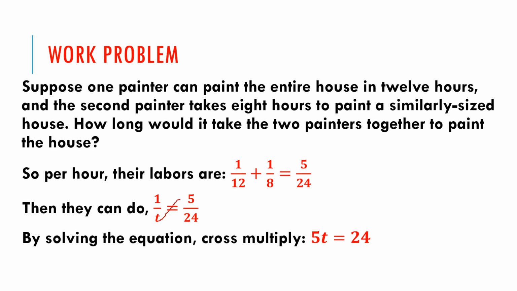We cross-multiply, so t times 5, we have 5t. Then 1 times 24, we have 24. And then para t na lang yung matira dito, we will divide this by 5. And also here, divide this by 5. So, ang t dyan, or ang final answer natin, is 4.8 hours. Final answer is 4.8 hours para i-paint nila together ang house.